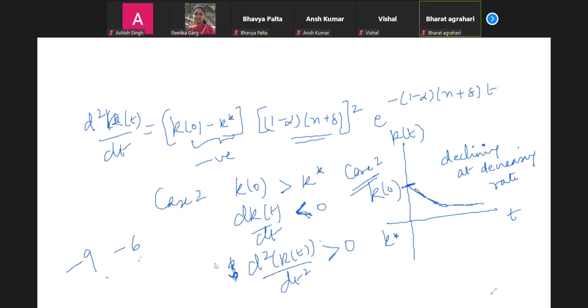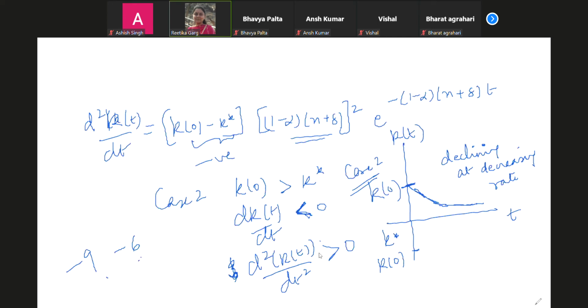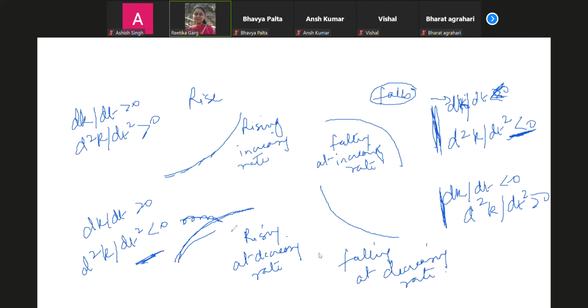Yeah. So similarly here also, the kind of graph that we'll get from observing these values, when your k naught is greater than k star, is this. So when dk by dt is negative, it's basically capital stock falling over time. And when the second derivative is positive, it is falling at a decreasing rate. That's what we observe.